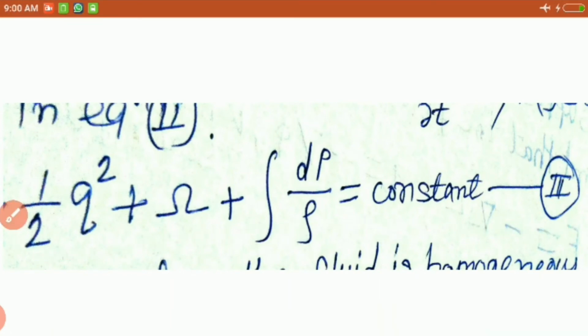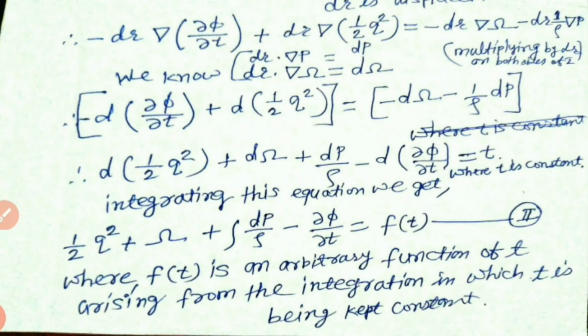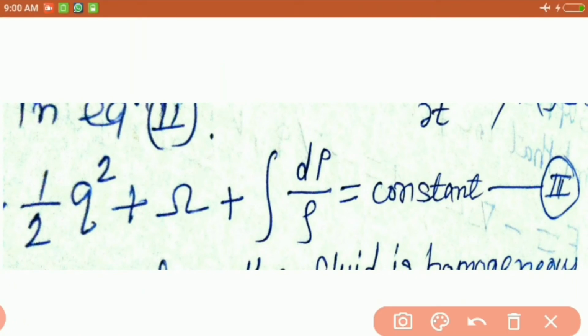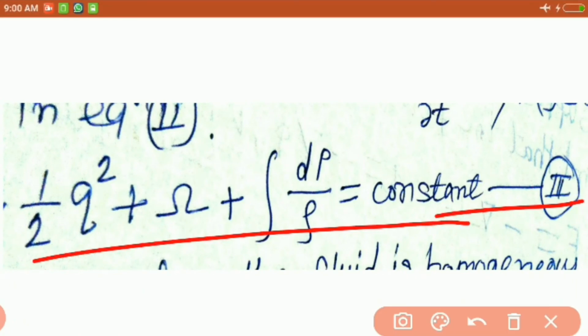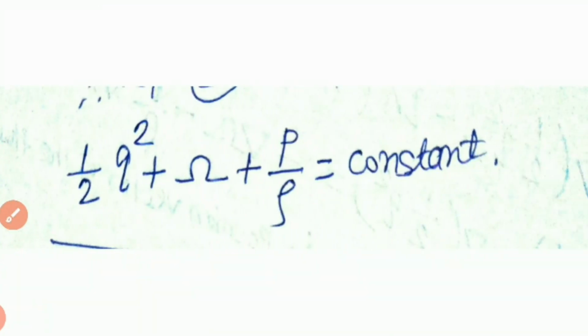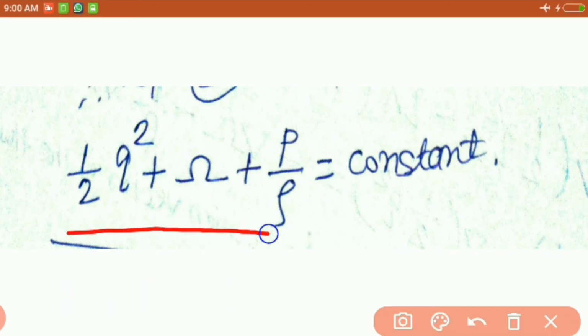And if further the fluid is homogeneous and incompressible, so that ρ is constant, then this equation third becomes 1/2 q² plus Ω plus p/ρ is equal to constant. This is the Bernoulli equation for potential flow under conservative body forces.